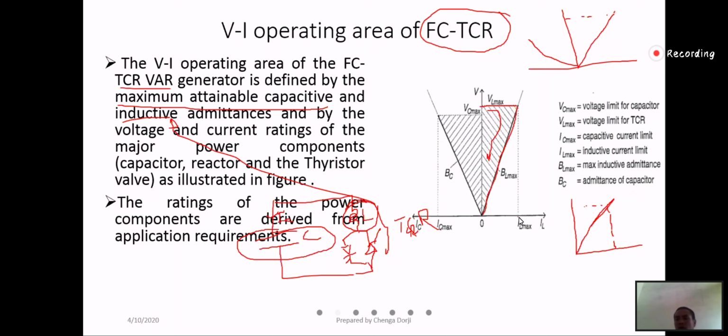So maximum current it can go is up to this. Beyond this, it will not be able to. So similarly, BC is the maximum admittance of a capacitive circuit. Then maximum capacitive current is in this area. So you can use Ohm's law behavior here. Okay, so this is how it is, the VI operating characteristics of FCR, FC-TCR.